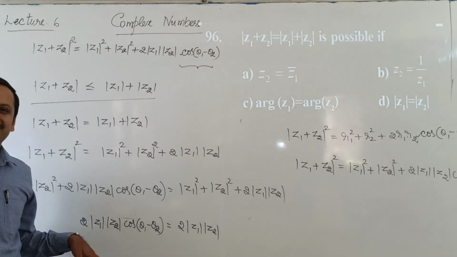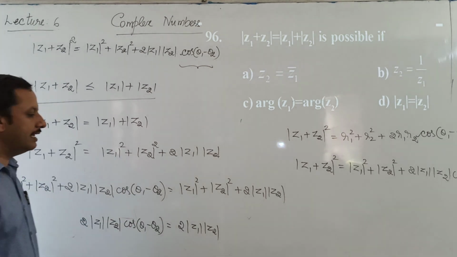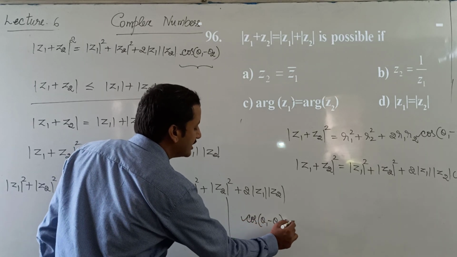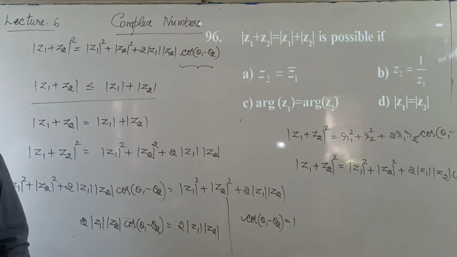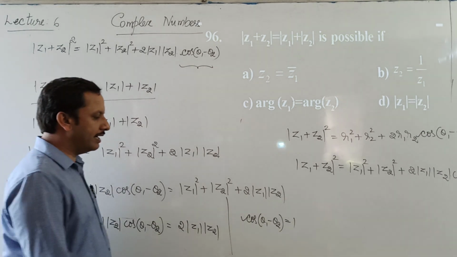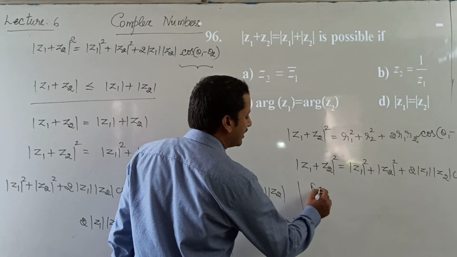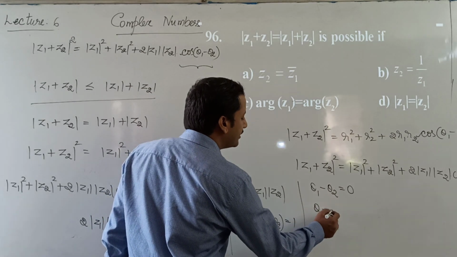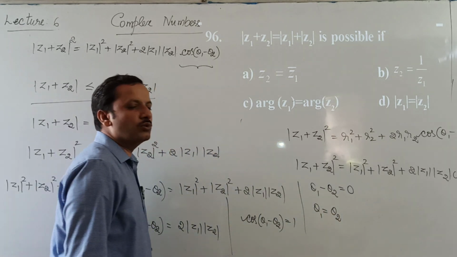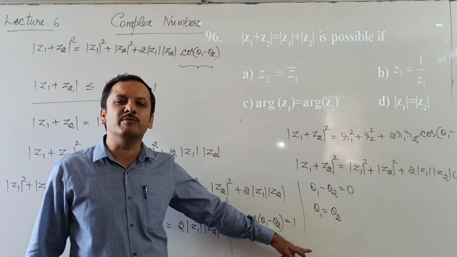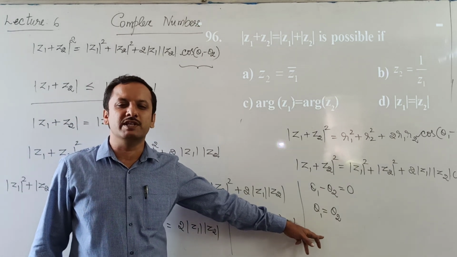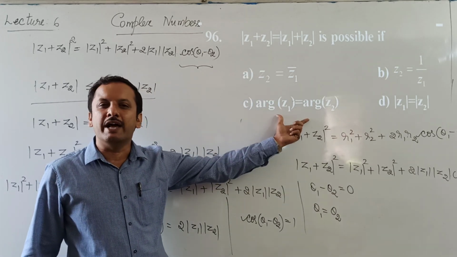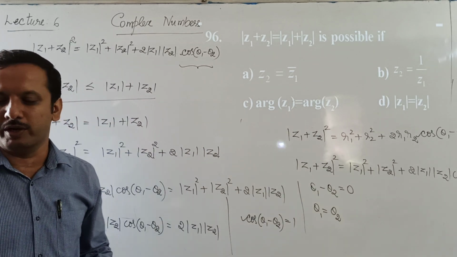Okay, so 2 gets cancelled, mod z1, mod z2 gets cancelled. Then we are left with cos of theta 1 minus theta 2 is equal to 1. Cos of theta 1 minus theta 2 is equal to 1 will imply that theta 1 minus theta 2 is equal to 0 because cos 0 is equal to 1. Hence you get theta 1 is equal to theta 2. Theta 1 is nothing but argument of z1 and theta 2 is the argument of z2. So this is possible only if argument of z1 is equal to argument of z2.